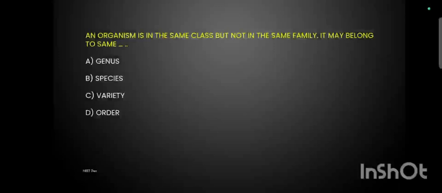Question: an organism is in the same class but not in the same family. It may belong to option A, genus, B, species, C, variety, D, order. So the answer is order.